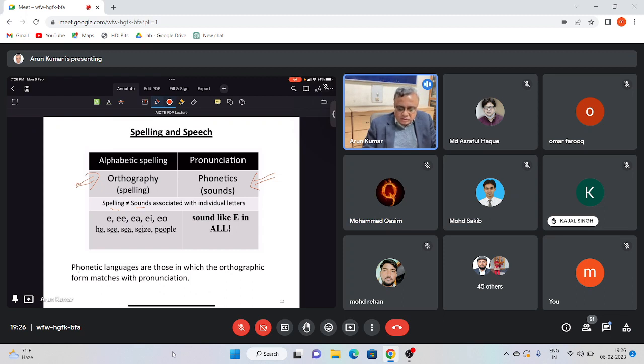We have what are called phonetic languages, like most Indian languages, in which the orthographic form matches the pronunciation. That is, the way we write it is the way we speak, unlike English. And this has implications in terms of the dictionary or the lexicon that one has to refer to between the written form and the pronounced form.